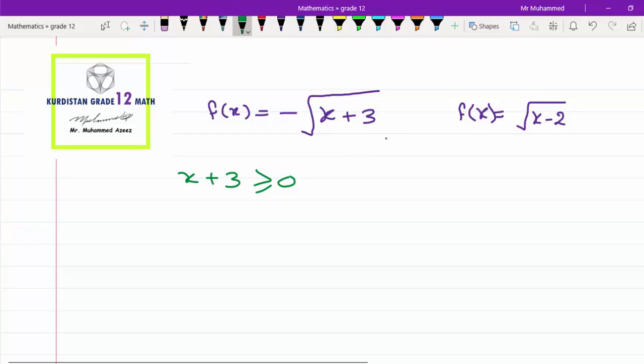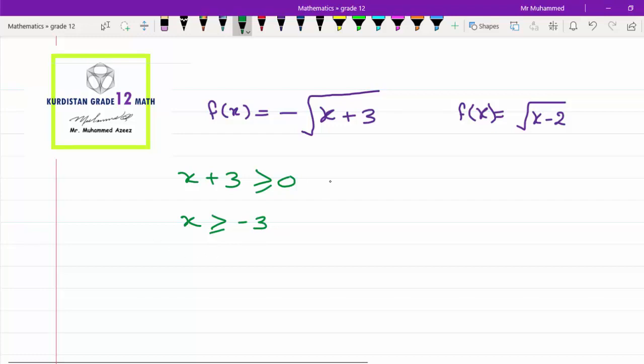The square root of 0 is 0, but the square root of negative numbers is undefined. That's why we don't want to get any undefined cases. To start, x plus 3 is greater than or equal to 0. Send 3 to the other side. So x is greater than or equal to negative 3.